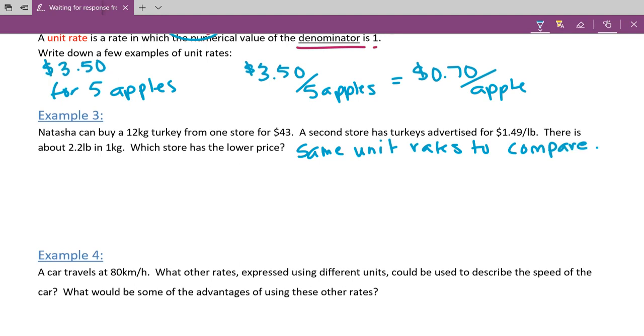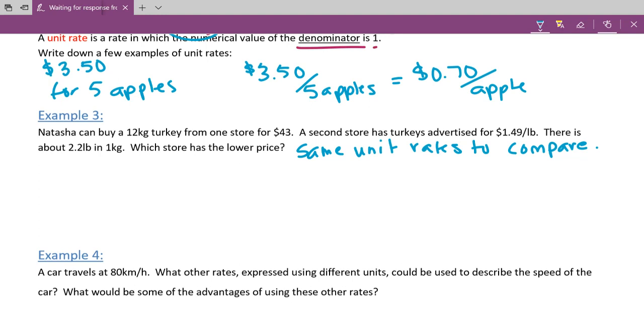Right, that can give us a better idea. If I talk about both of these things in dollars per pound, I can then see which one has the lower numerical value, so therefore which one's cheaper. So let's look at what we have for the first store. It's 12 kilograms for a cost of $43.